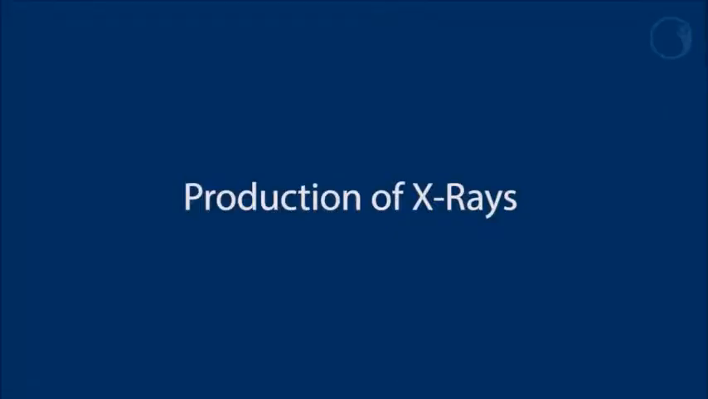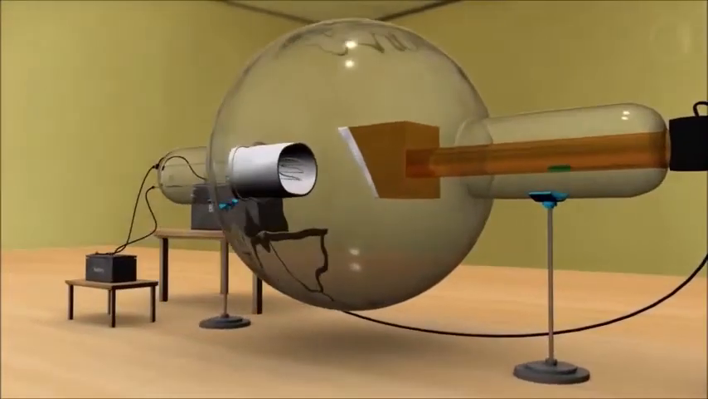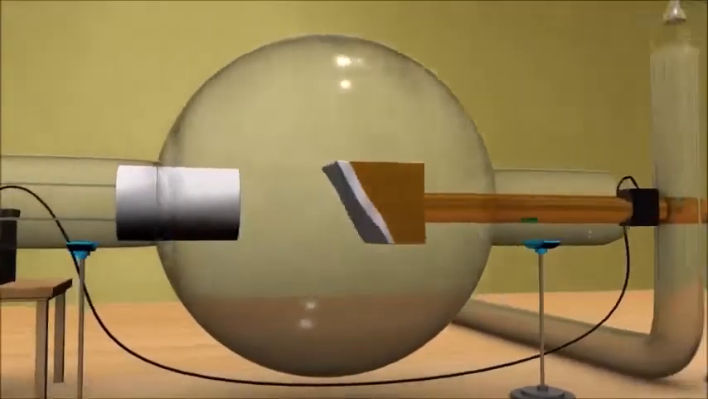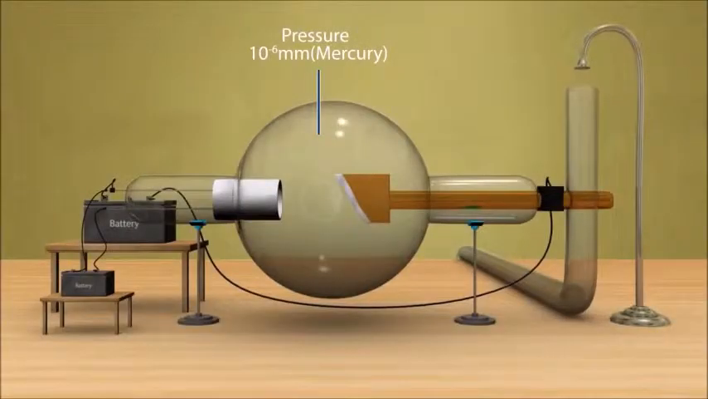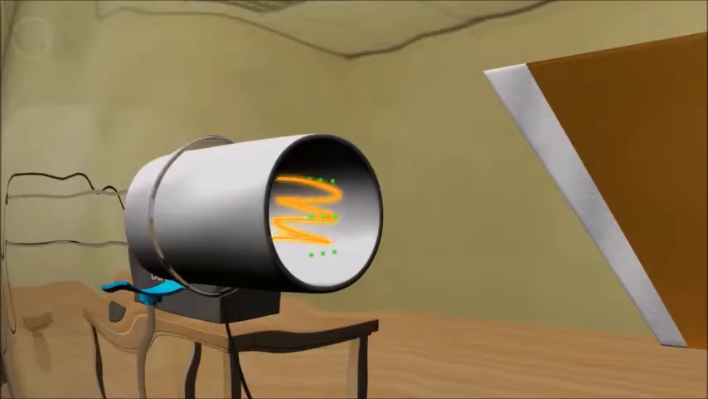Production of X-rays. The lab setup shown here was designed by Coolidge, and hence it is called Coolidge tube. It contains a highly evacuated glass bulb containing a cathode, which is a tungsten filament, and anode, which is a target made up of metal of high atomic weight. The pressure inside the bulb is maintained at 10 to the power of -6 millimeters mercury. When the cathode is heated by passing a current through it from a low-tension battery, it emits cathode rays. These rays are nothing but electrons.